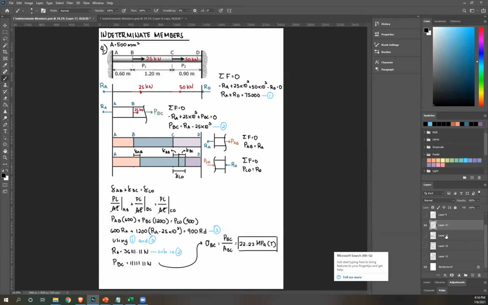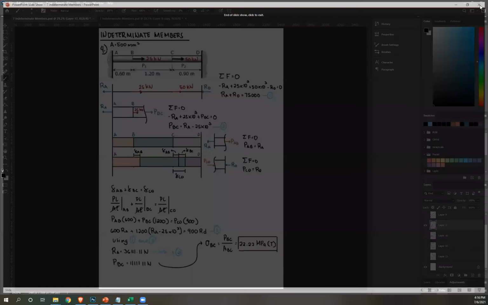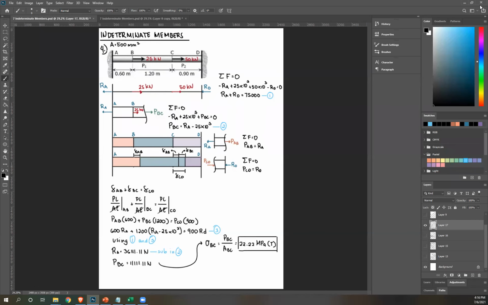On Thursday, continuation of problems. Okay, there's only 2 left. And then we're going to start a new topic, thermal stress. That's on Thursday. On Saturday, your quiz number 2. The coverage will just be up to indeterminate members. So thermal stress is not included yet.